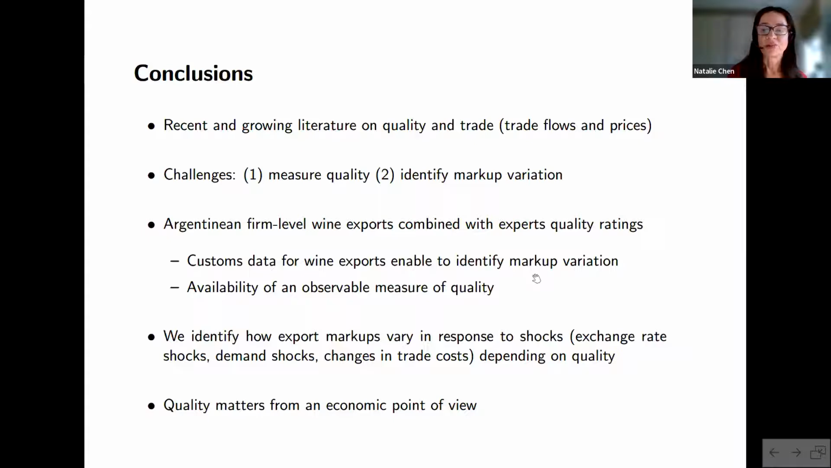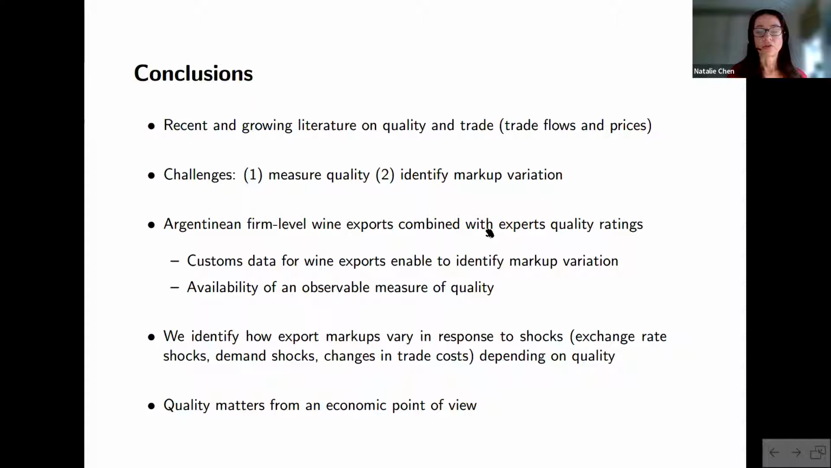So when the objective is to relate quality to trade prices, there are several challenges, as I have discussed. The first is, how do we measure quality? And second, how do we identify markup variation and therefore the extent of price discrimination by trading firms? In order to address those challenges, we have collected data for Argentinian firm-level wine exports that we have combined with experts' wine ratings as a measure of quality.